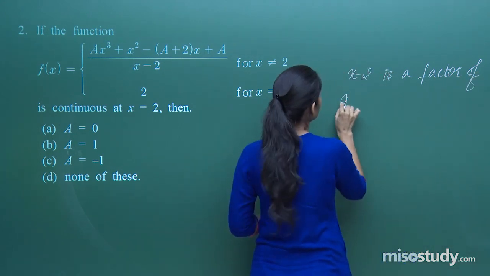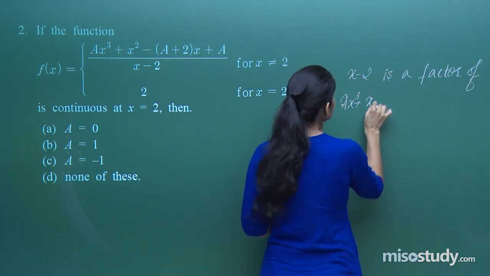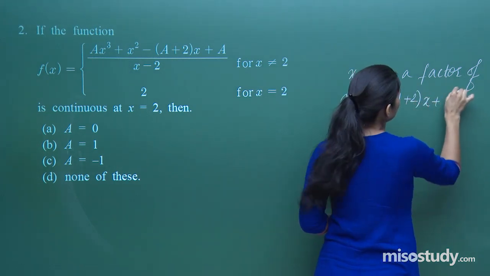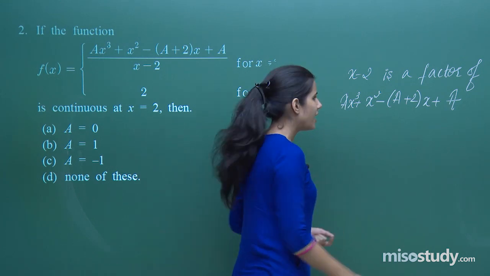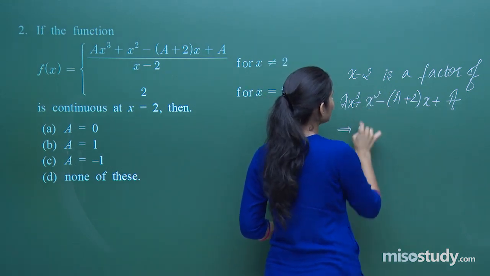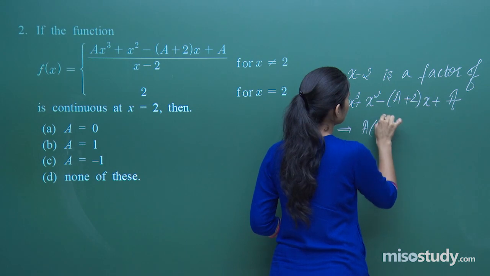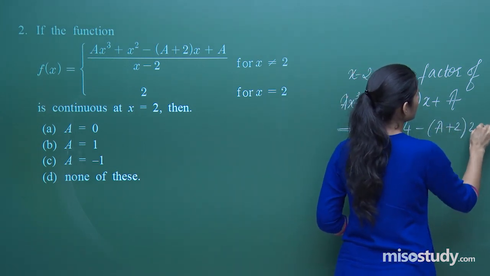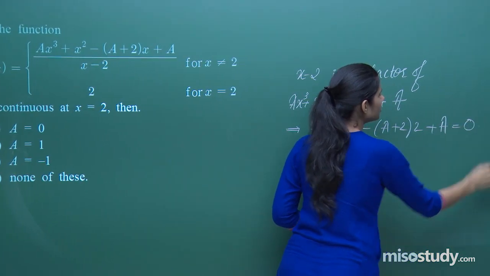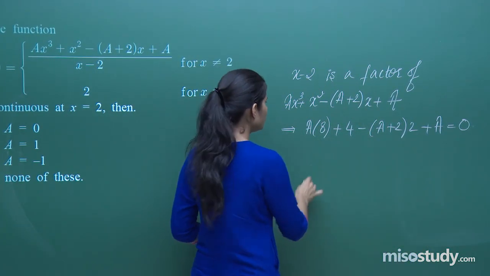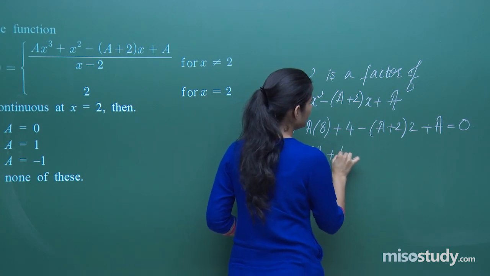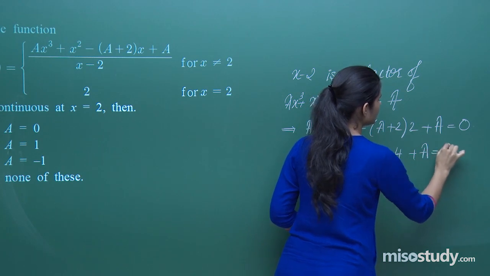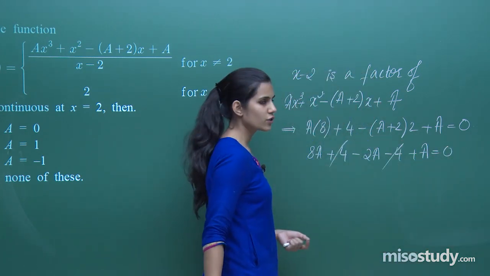of ax cube plus x square minus a plus 2x plus a. Factor of this means 2 is a 0 of this. That means in place of x, if I put 2, I am getting 0, right? So you get 8a plus 4 minus 2a minus 4 plus a is 0. Minus 4 plus 4 cancels.